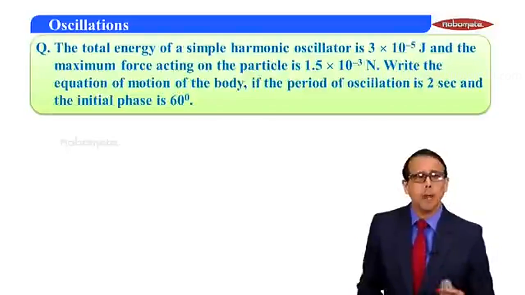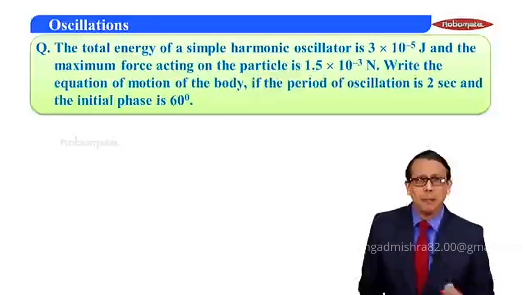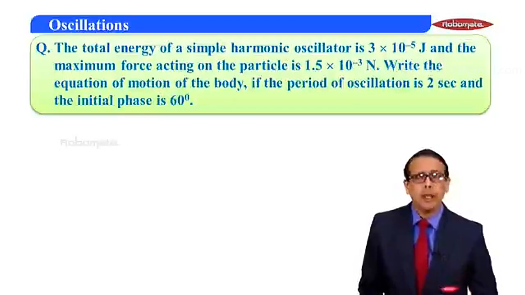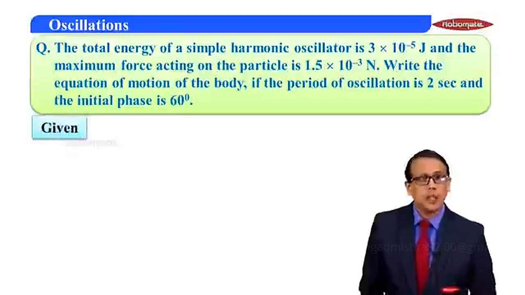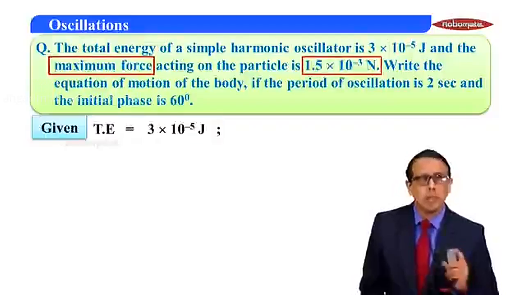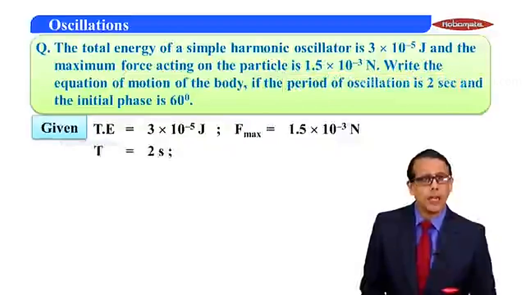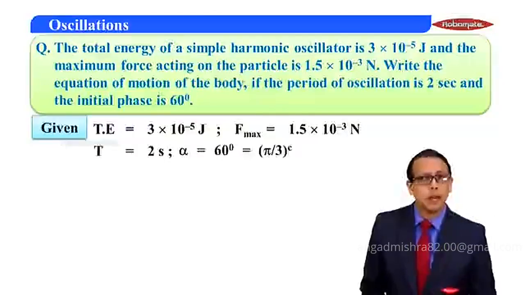The total energy of a simple harmonic oscillator is given as 3 into 10 raised to minus 5 joules and the maximum force acting on the particle is 1.5 into 10 raised to minus 3 Newton. Write down the equation of motion of the body if the period is 2 seconds and the initial phase is 60 degree. So the given total energy is 3 into 10 raised to minus 5 joule. Maximum force is 1.5 into 10 raised to minus 3 Newton. Also time period is given to us as 2 seconds and initial phase as 60 degree, which is to be written in radians as pi by 3 radians.